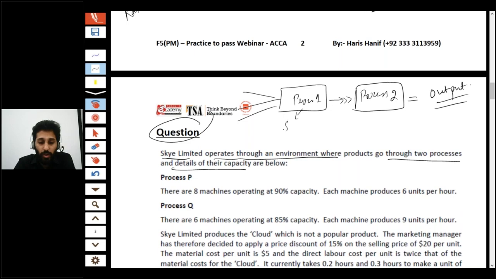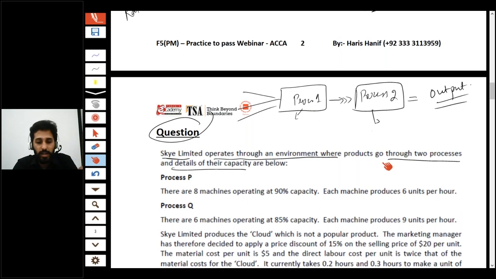If process one is slow, that means it is a bottleneck. If this is slow, that is a bottleneck. Any process due to which, let's say one is the assembling department and another one is the finishing department, because of any particular department, your ultimate output can be restricted, and that is the bottleneck resource ultimately.